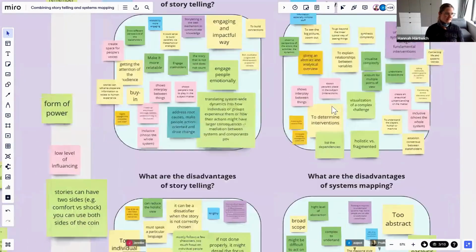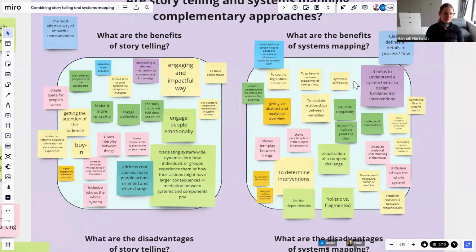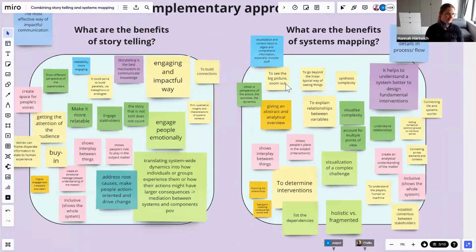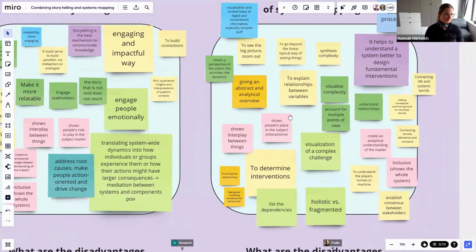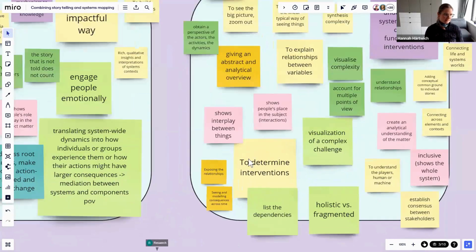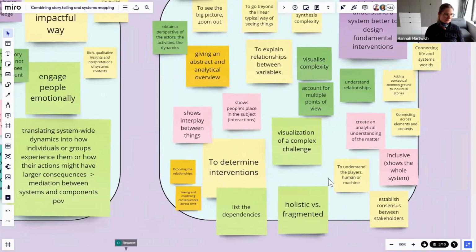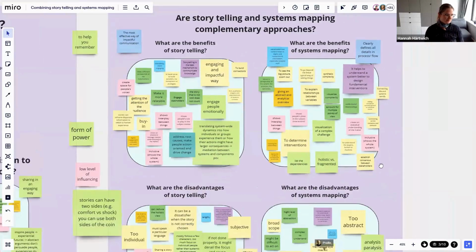And then for systems mapping, if we look at the benefits first, it helps us to see the bigger picture, to synthesize complexity, go beyond the linear way of seeing things. We can more easily see the relationships between variables. That helps us to find intervention points. We are looking at multiple players at the same time.